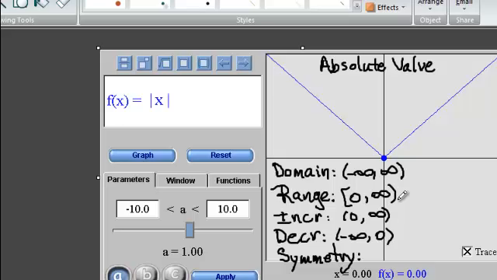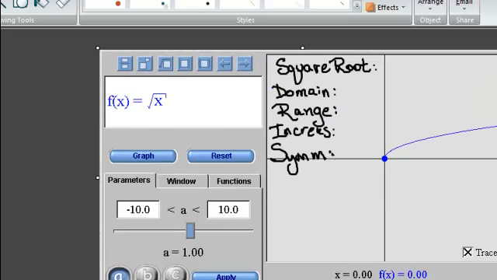As far as symmetry goes, it's the same on either side of the y-axis. So this would be y-axis symmetry, or we could also call this an even function. Either way, it's the same answer. Let's see, what about intercepts? Intercept right there at (0, 0). And I believe that's all for our absolute value function.